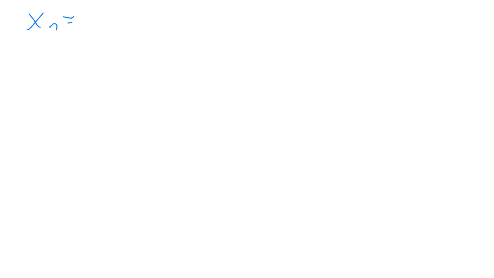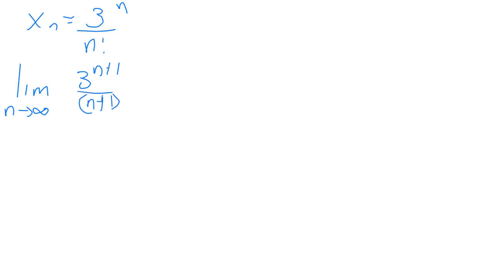So the 3 to the n over n factorial, I think. That's the one I gave you. So testing the limit as n tends to infinity. So we have 3 to the n plus 1 over n factorial. Whoops, n plus 1 factorial. Absolute value of that.